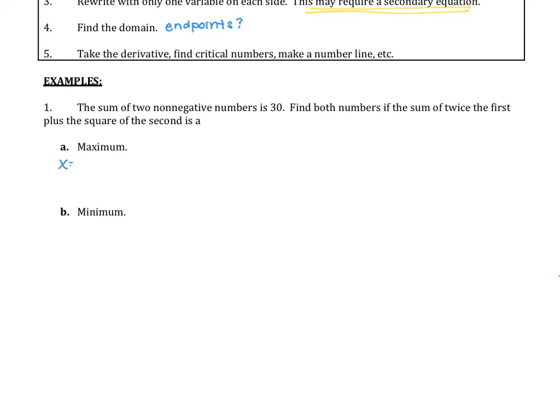Let's let x equal the first and y equal the second, just so we know what we're talking about. And what it says here is find both numbers if the sum of twice the first, that's an x, twice the first plus the square of the second is a maximum. So this is what I'm trying to maximize. The problem is, as we said before, we wanted to make sure that there was only one variable on each side. And right now I have three variables: the maximum I'm trying to find, x, and y.